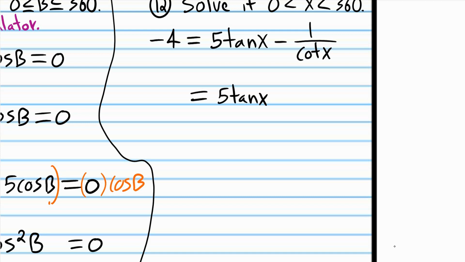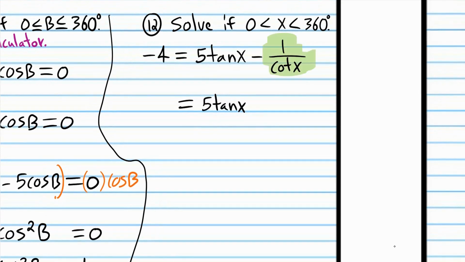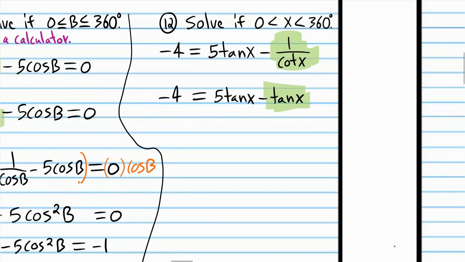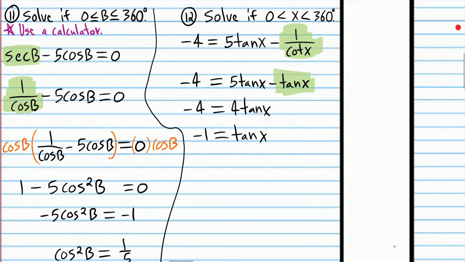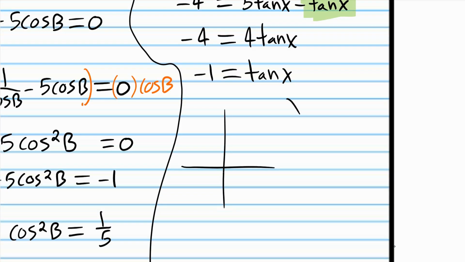But I'm going to use a reciprocal identity again. And 5 tangents minus 1 tangent is 4 tangents. And divide both sides by 4, and we get -1 is equal to tangent x. And you may recognize that as an x over x ratio, which means we have a 45, 45, 90 triangle.